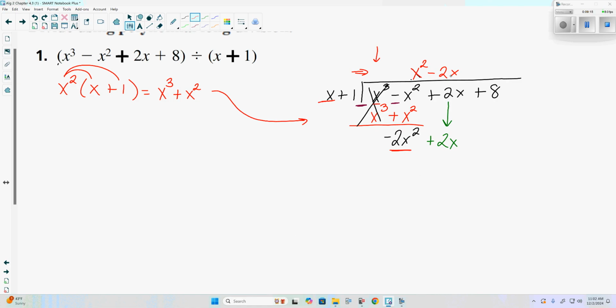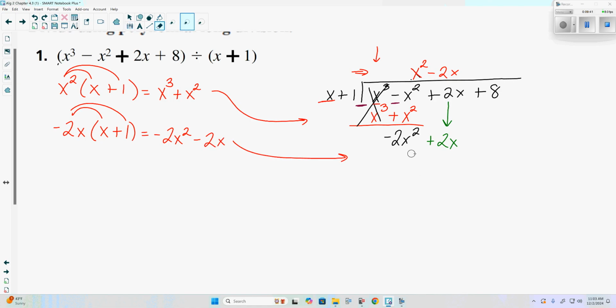Yes? All right, well, I'm going to come over here and do the same thing again. We're going to do negative 2x times x plus 1. Negative 2x times x is negative 2x squared. Is that the first term we wanted? Well, yes. Now we'll do negative 2x times 1, which is negative 2x. And again, we're going to plug it underneath here. It means negative 2x squared minus 2x.